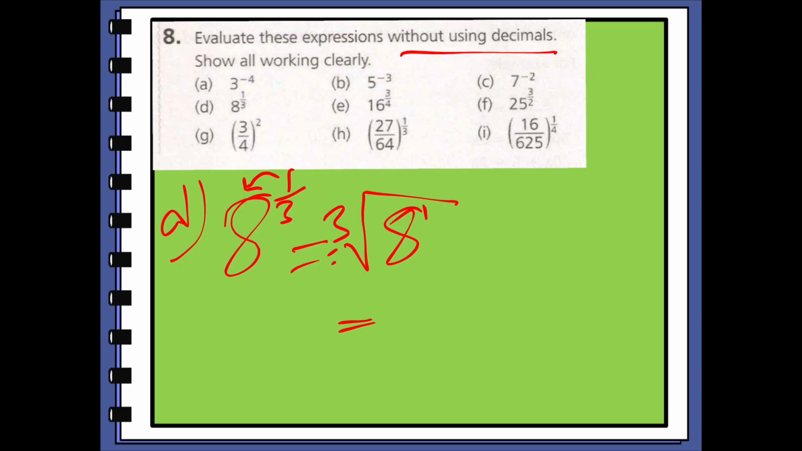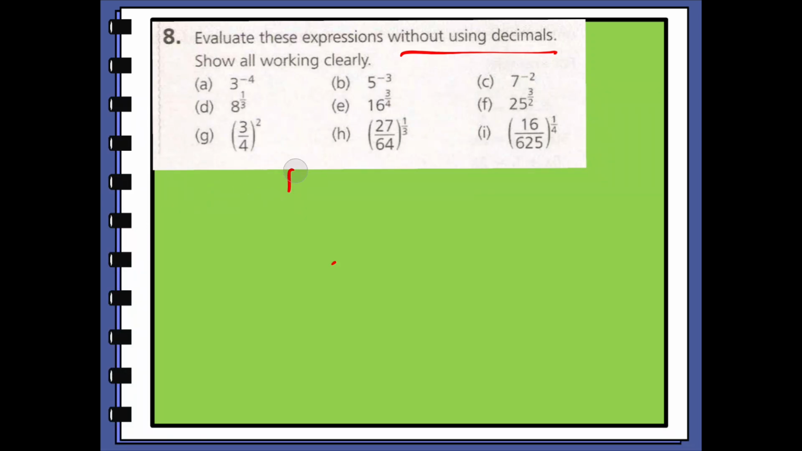So which number can we multiply 3 times to get the cube root of 8? 2 times 2, this is 4. 4 times 2, this is 8. So the answer here is 2, because the cube root of 8 is 2. So it's a matter of knowing how to change into a root.